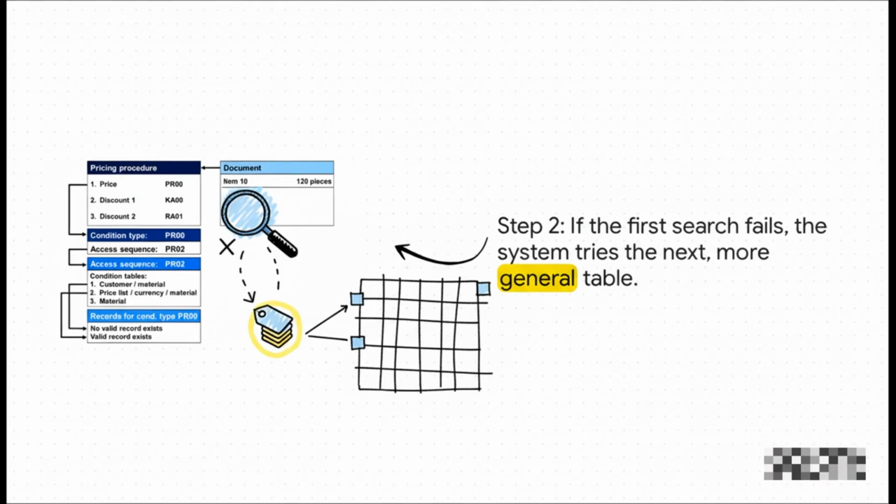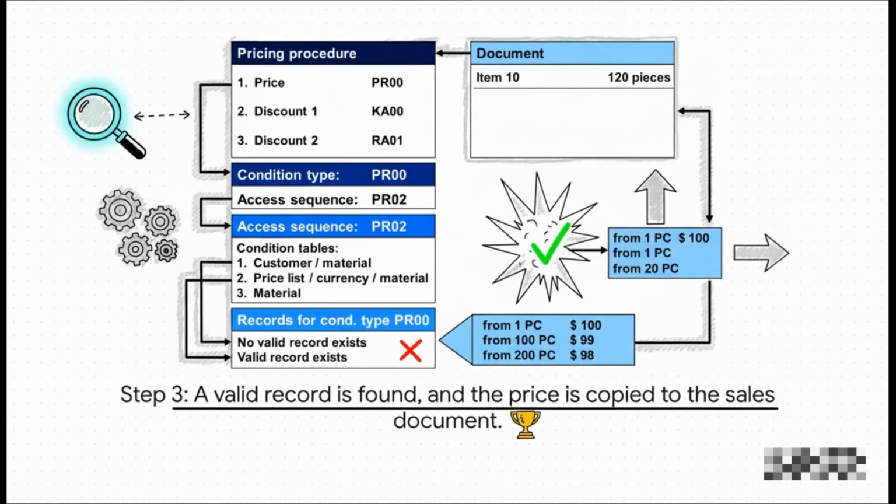So does it give up? No way. The detective just follows the search plan to the next step. The access sequence says, okay, that didn't work. Now check for a price based on a more general price list for this product. See? It moves from specific to general. And bingo, we've got a match.